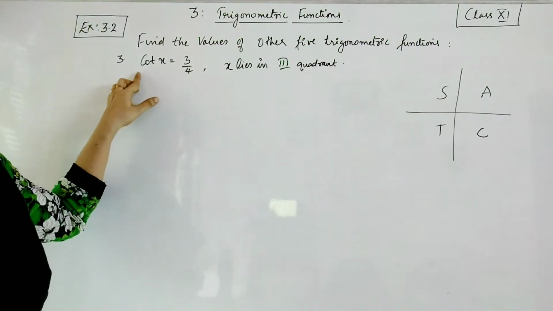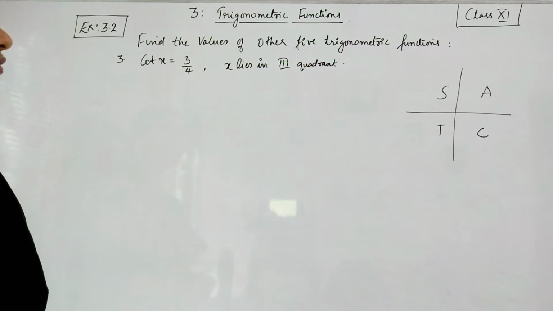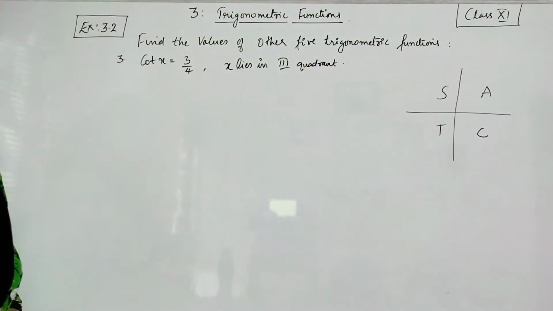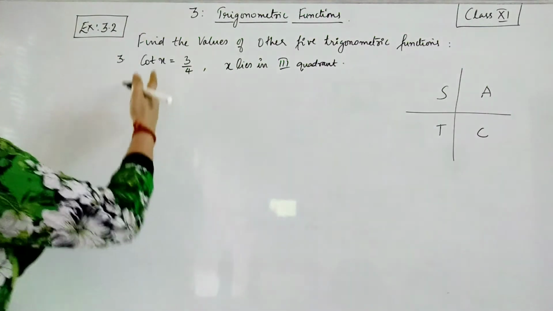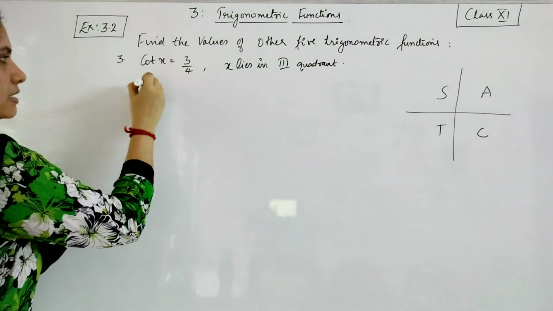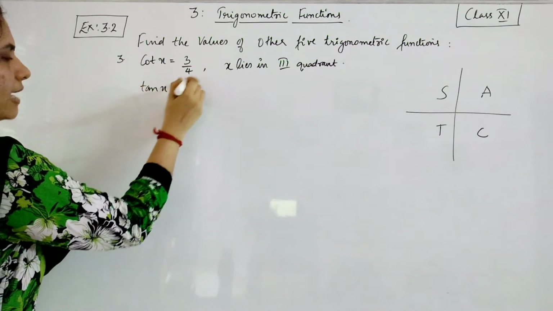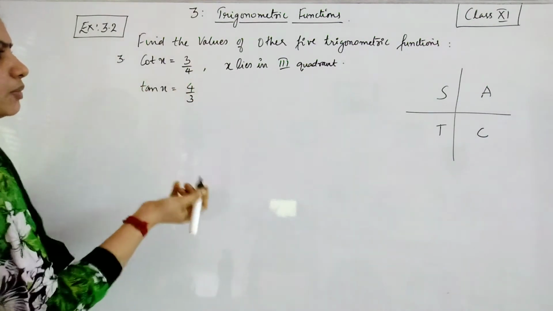Third question is, cot x equal to 3 by 4. x lies in the third quadrant. Now again for the third quadrant, we know that tan and cot will be positive. So since cot is given to be positive and tan is the reciprocal of cot, you will get tan to be 4 by 3, which is again positive, right?